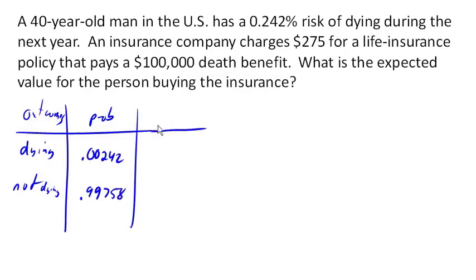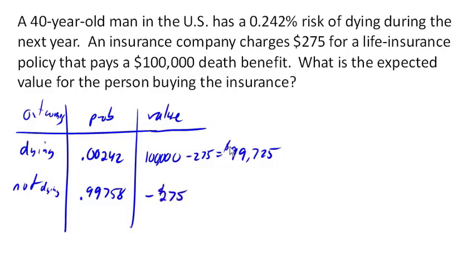And then the value of the outcome, the value of dying, and I know we're purely talking monetary values here, of course, not emotional values or life value, purely monetary, then for the person buying the insurance and their family, the value to them is the $100,000 they get minus the $275 they had to pay for the policy. So they have a positive net benefit of $99,725. If they don't die, then the financial value of the insurance is a negative $275.